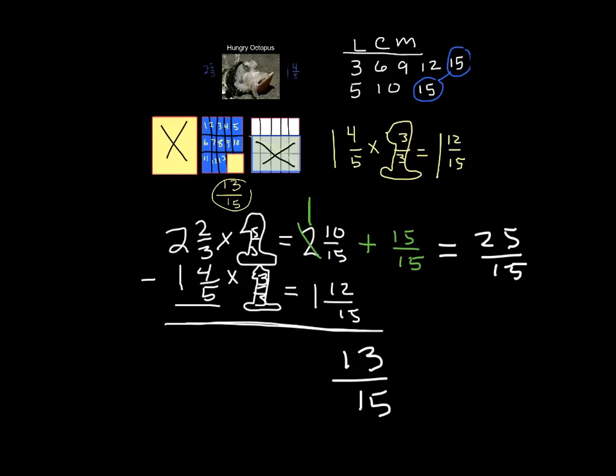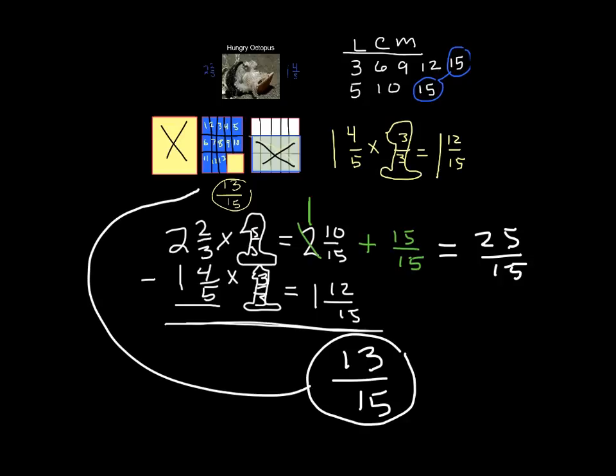And then if I take 25 and I subtract 12, well, 5 minus 2 is going to give me 3, and 2 minus 1 is going to give me 1. I still end up with 13 15ths. So whichever strategy works better for you is fine and perfect. But the cool thing right here is that you can see my answer for my algorithm agrees with my illustration right up here. And that, my friends, is always very cool.